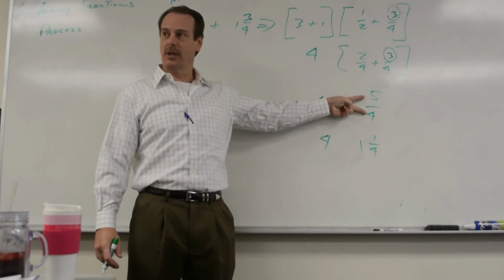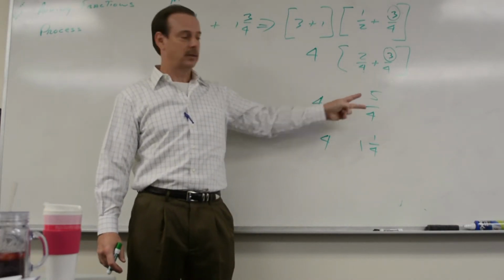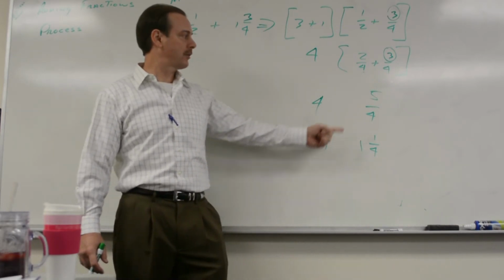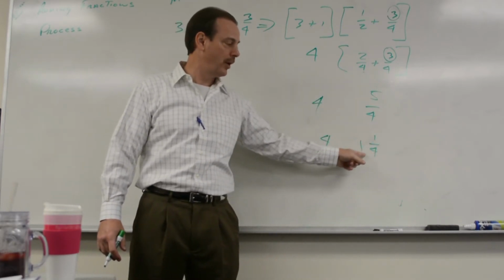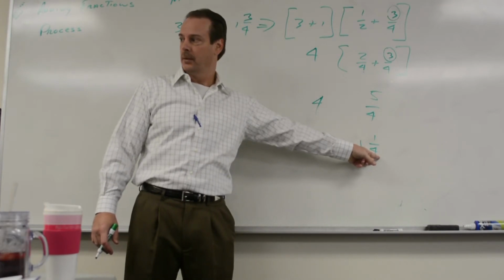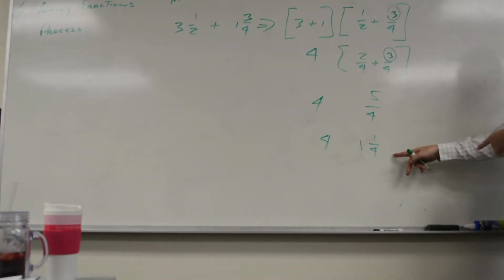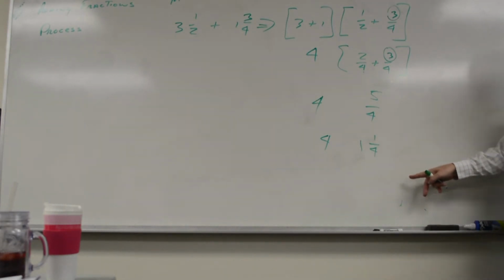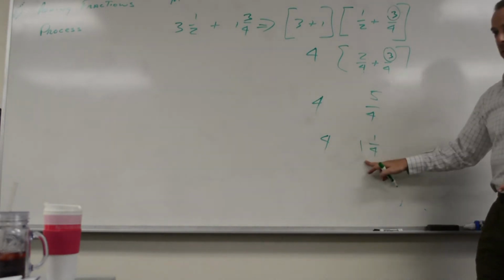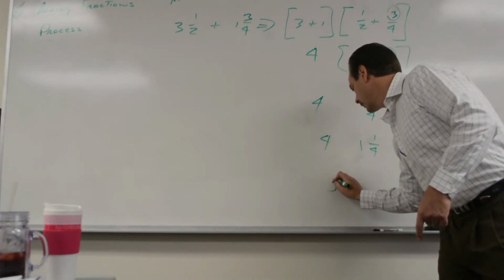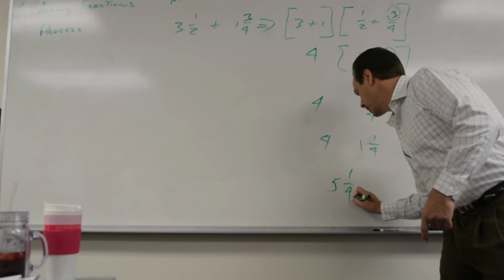If you convert this to a mixed number, what are you going to get? 1 1/4, because 5 over 4 is equal to 1 1/4. You change this improper fraction back to a mixed number. Now, I got to add the 4 and the 1 together. So now I'm going to get 5 and 1/4 as my final answer.